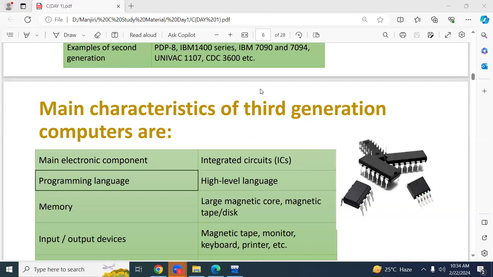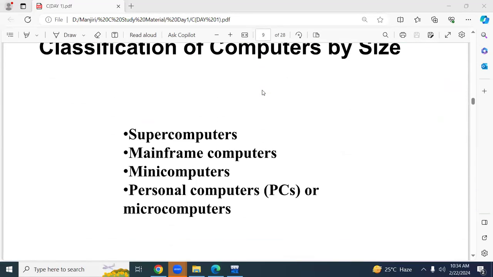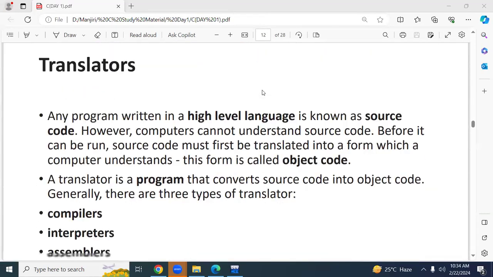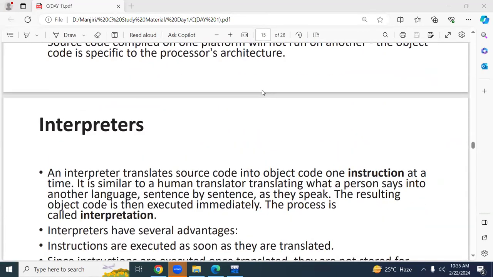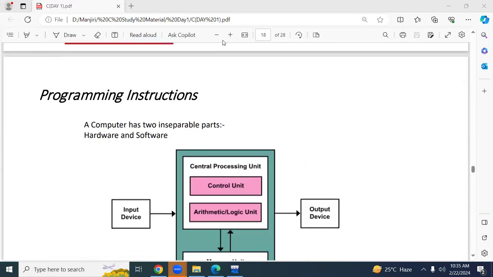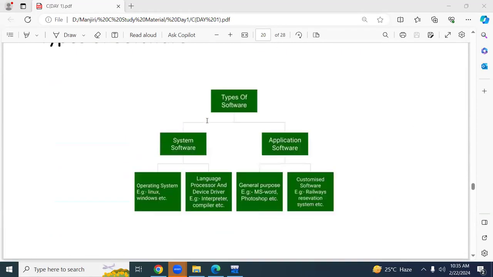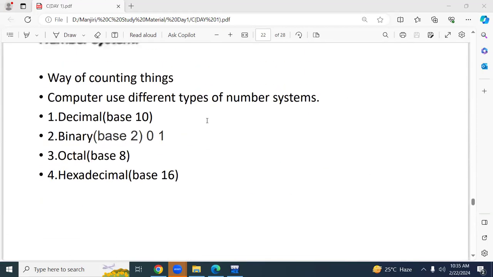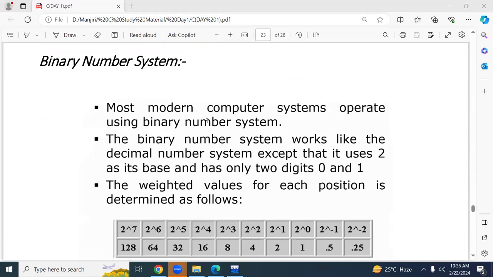So basically we discussed the three different types of translators, and then we discussed the number system and the different types of number system. We focused on the decimal number system, the binary number system, the octal number system, and the hexadecimal number system. So these are the basic number systems. We discussed that, and then we started looking at how to convert decimal to binary, and then binary to decimal.